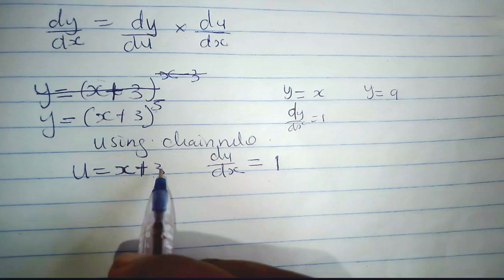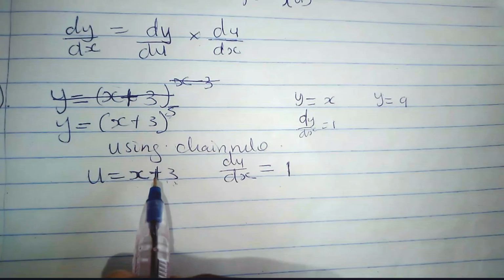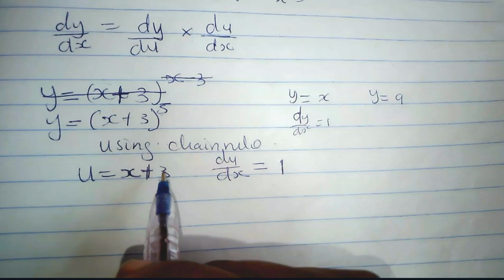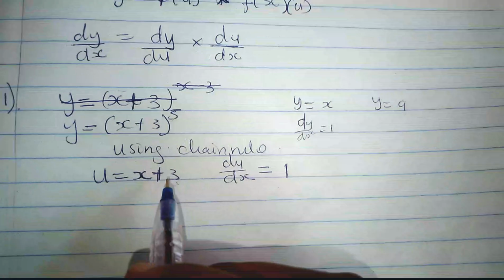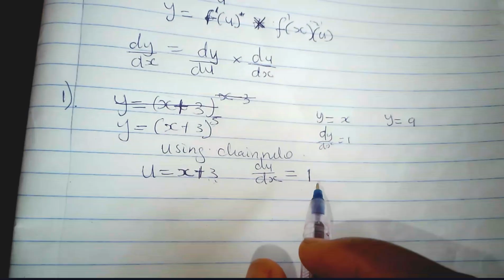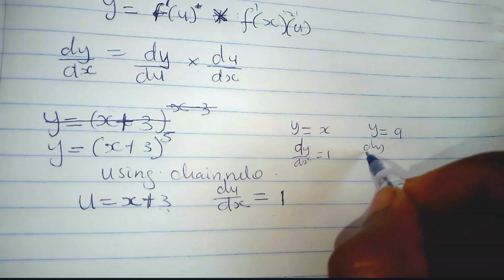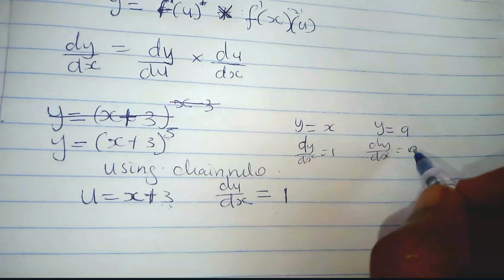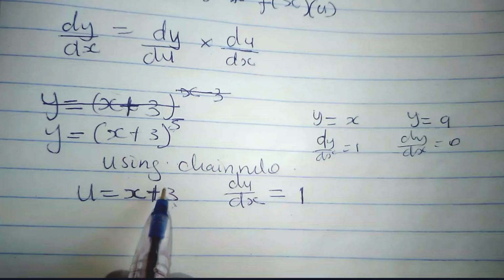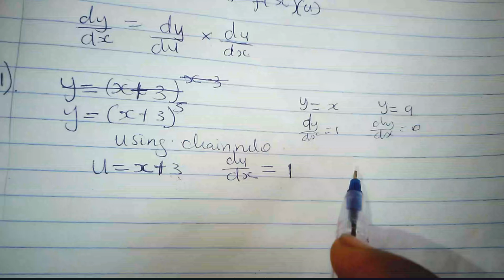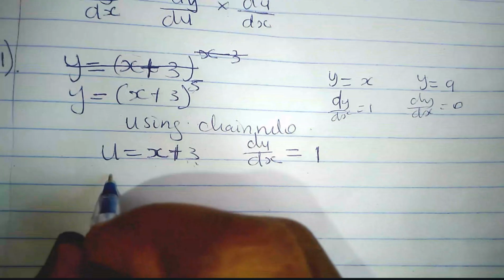So now, what happened to this 3? If y is equal to any constant, that constant automatically becomes 0 when you're differentiating it. So dy/dx is equal to 0. That's the rule we use here. So we know that this is automatically 0. So we'll go to the next.